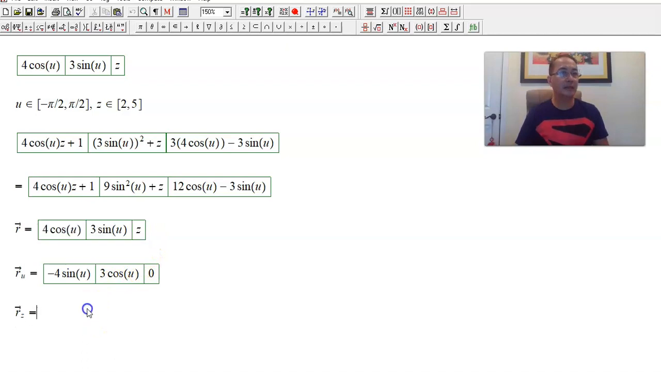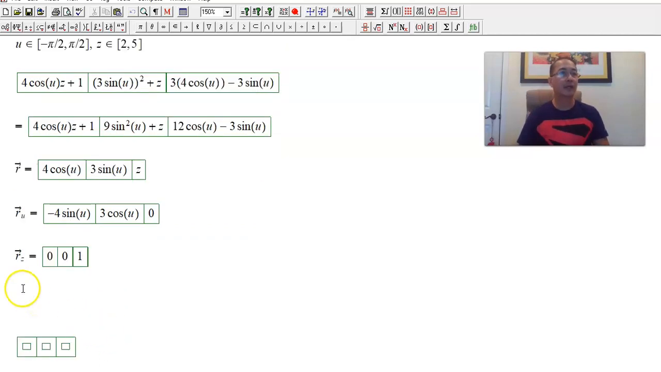How about r sub z? There is no z there, so that goes to 0. There is no z there, that goes to 0. Derivative of z is 1. Now we're going to take the cross product. We want r sub u cross r sub z.